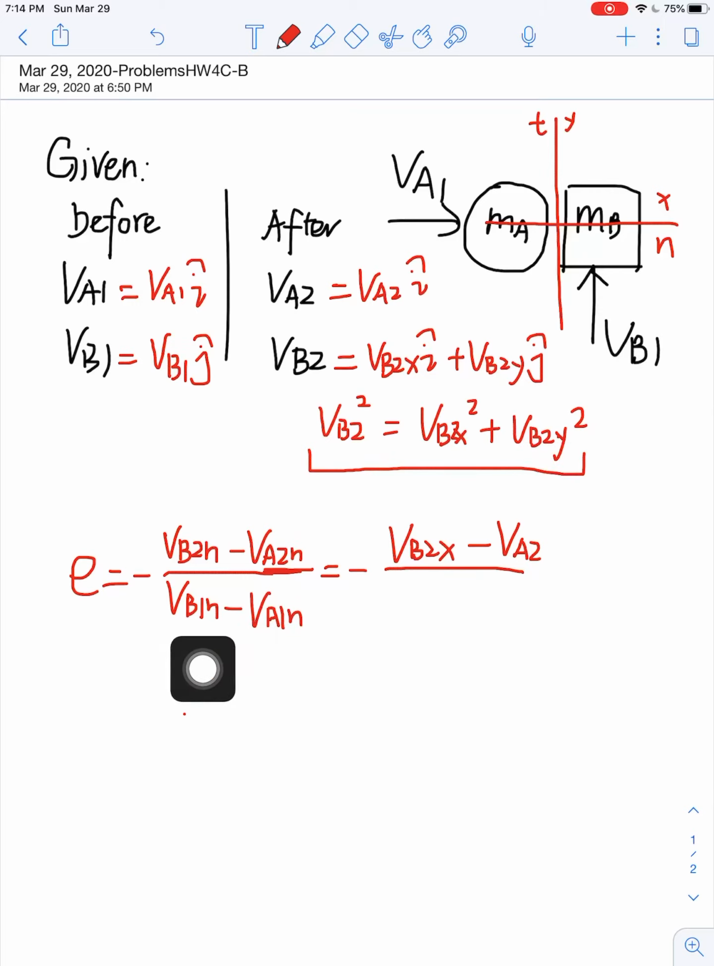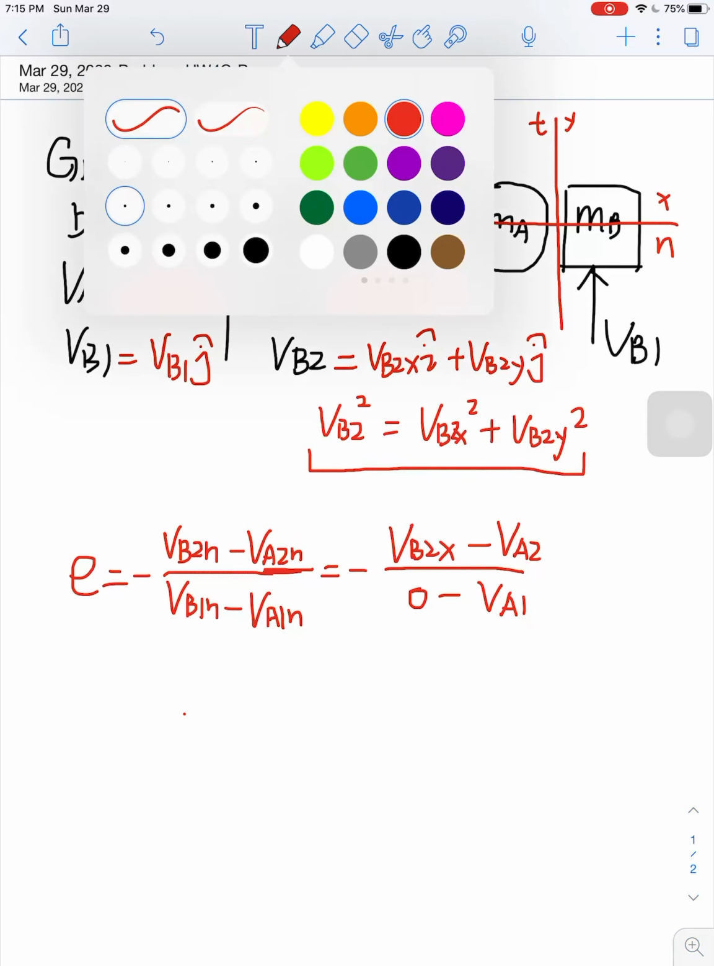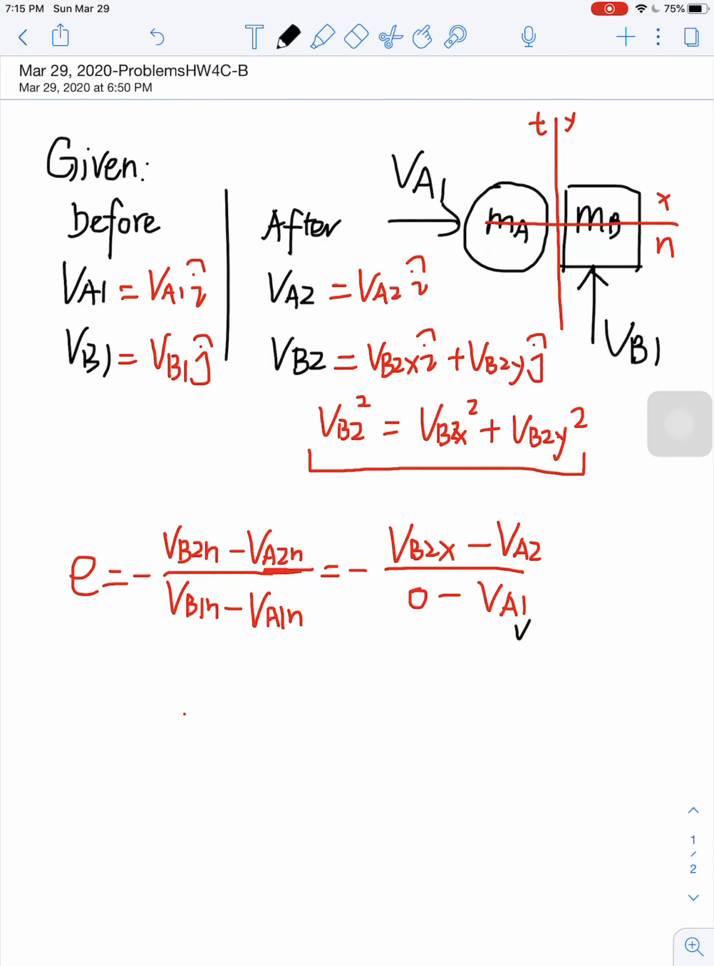On the bottom here, what is VB1, the velocity before impact in the n direction? If you look at B, before impact B has no velocity in the n or x direction. Therefore, that is 0. This term minus VA1n, that's the velocity of mass A before impact, we know that is VA1. There you go.